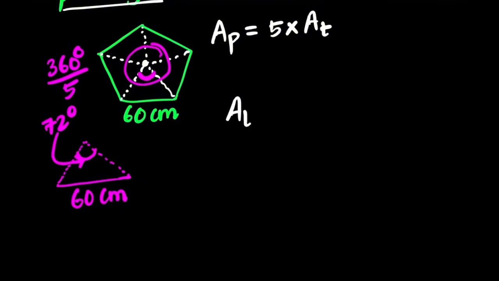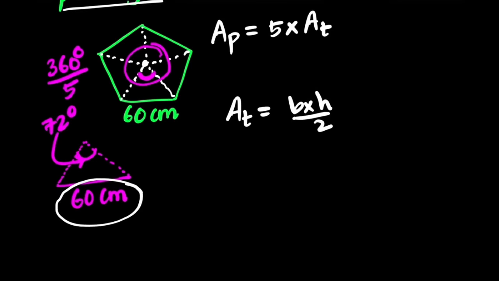We know that area of the triangle is given by base times height divided by 2. We know the base of this triangle is 60 centimeter, but the height of this triangle is not given, and let's denote it by h. The height of this triangle forms a right triangle with the base, and the height exactly divides this triangle into 2 equal halves, which means this side length of the right triangle will be half of 60 centimeter, which is 30 centimeter, and this angle of the right triangle will be exactly half of 72 degrees, which is 36 degrees.